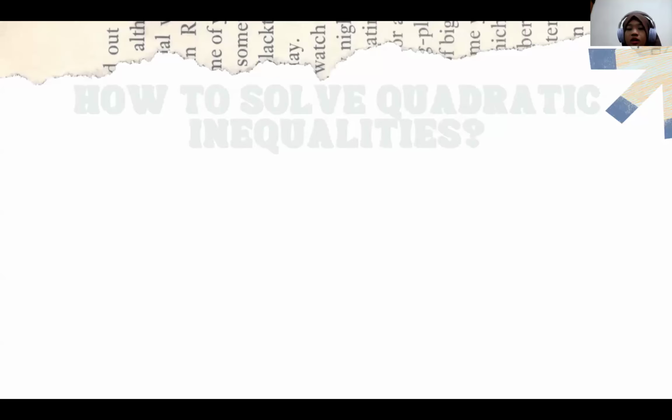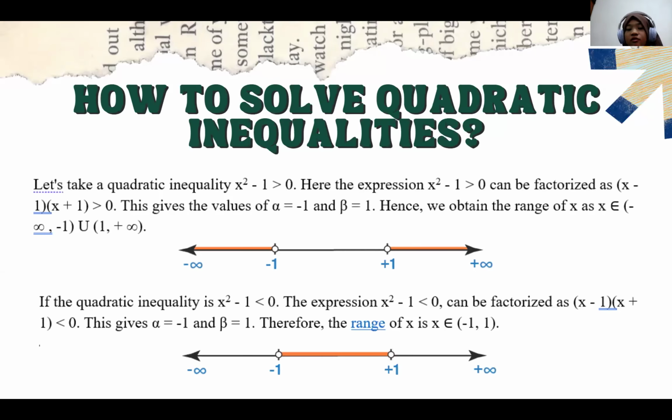Okay, how to solve the quadratic inequality? So there are four examples. So the first one is a quadratic inequality: x squared, from which one is subtracted. So we got the difference is greater than 0. So the expression, one subtracted from x squared, the difference is greater than 0, can be expressed as the first factor is x subtracted by 1, and the second factor is x added to 1 is greater than 0.